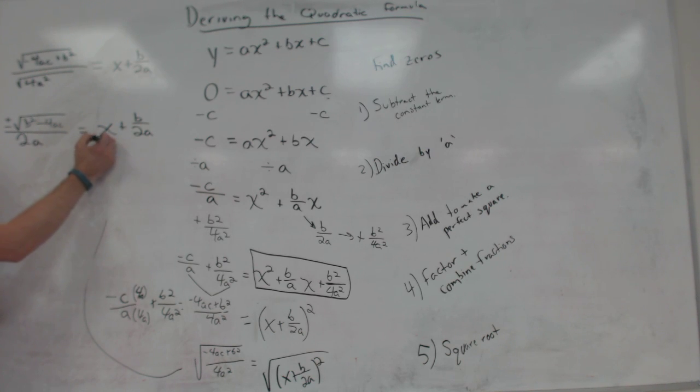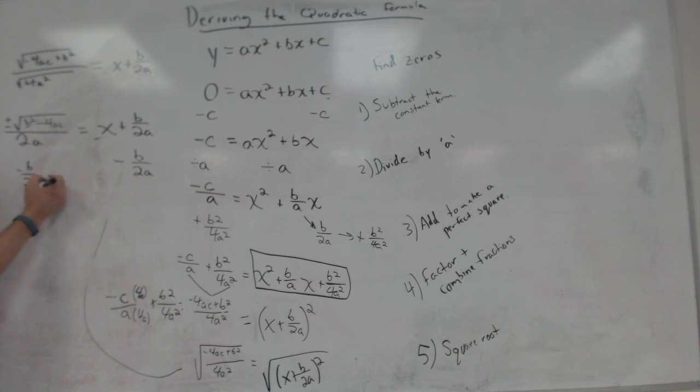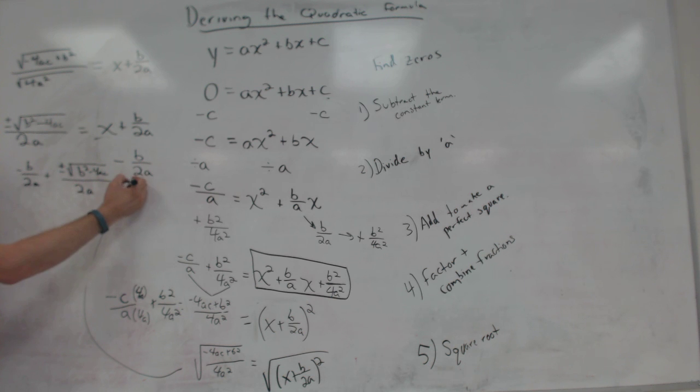Last step, I want to get x alone. What do I have to do? This is my last step. Yeah. I'm going to subtract b over 2a. And where am I going to write that? Am I going to write it to the right or to the left of this? Yeah, we always write it in front of the plus or minus, right? So I have minus b over 2a, right? And then I have this other fraction, plus or minus the square root of b squared minus 4ac over 2a equals x.